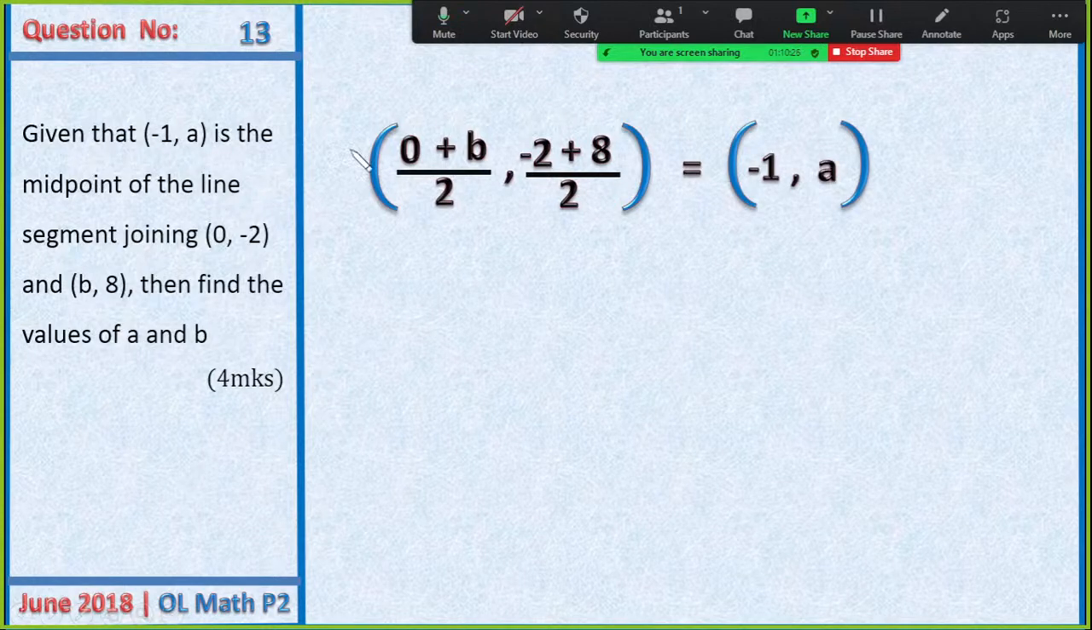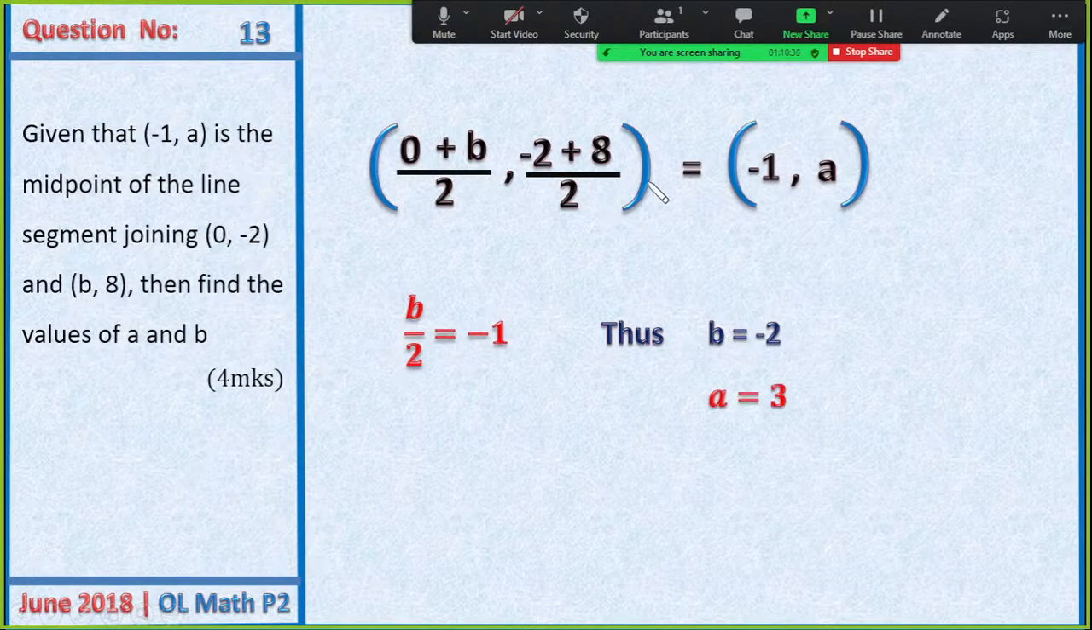So from here, equate components: b on 2 should be negative 1. So b should be equal to negative 2. And a should be equal to 3 because 8 minus 2 is 6 on 2, which is 3. So a is equal to 3.